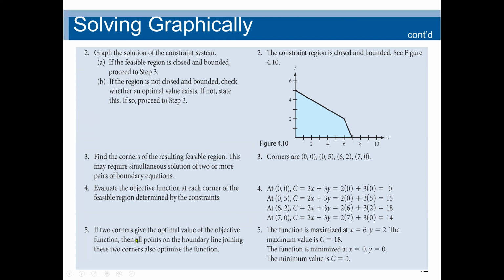Now, if two corners give the optimal value of the objective function, then all points on the boundary line joining the two corners also optimize the solution. But based on this question, the maximum value is 18 and the minimum value is 0. So we can say that the function is maximum when x is equal to 6 and y is equal to 2. This is when we have 18, that's the maximum. Then the minimum value will be 0, when x is 0 and y is 0, that's when the function is minimum.